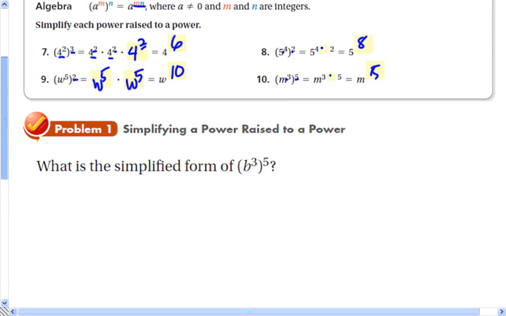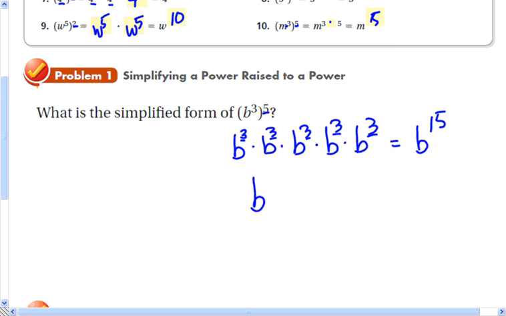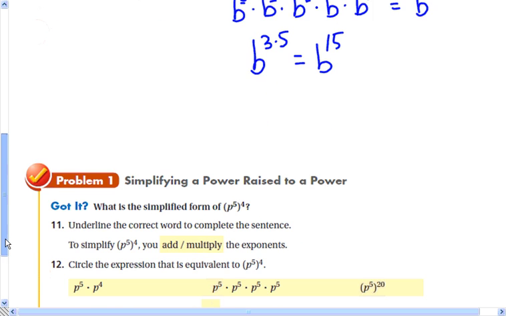Now as we do problem 1 here, you can think of this 5, if you want, just to make sure you're doing it right. That means the base is b to the 3rd, and we're multiplying that by itself 5 times. That's what that 5 tells us. So you can expand it like this if you want, and then just add up how many times you're multiplying by the base b, which in this case is 15. Or when you're taking a power to a power, you can just multiply the 2 powers together. So go ahead, you try that on problem 1 here.